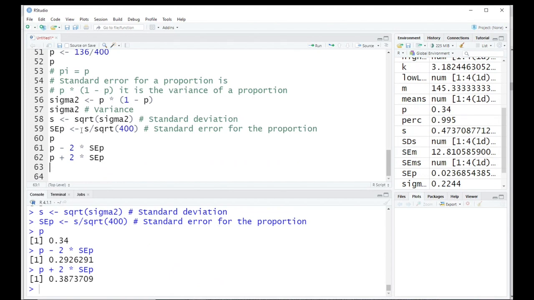Yes, okay. And you said that we have to use 2, p minus 2 or plus 2, why? P minus 2 by the standard error and P plus 2 by the standard error. So we use the same multiplier, either to add and to subtract. Thank you.